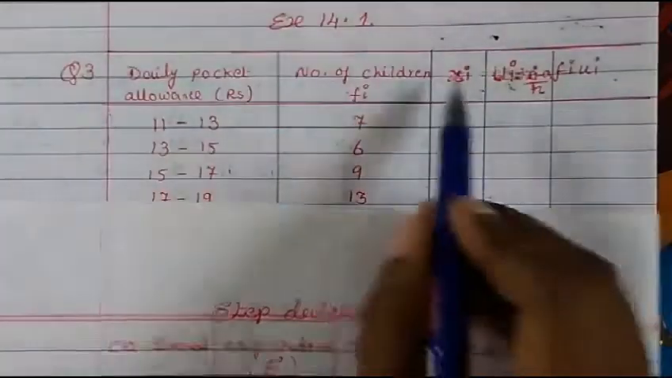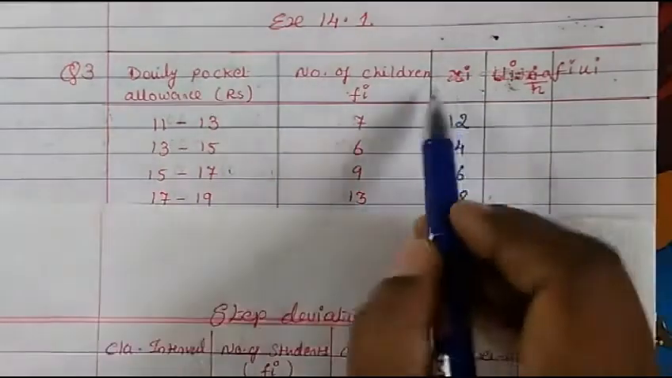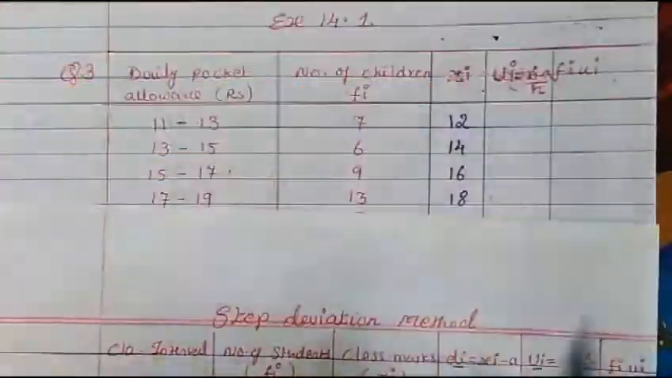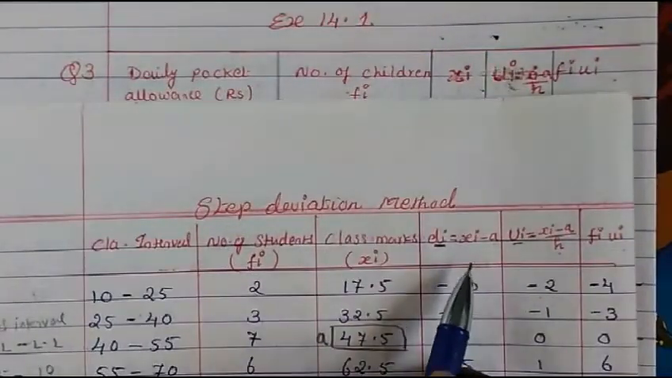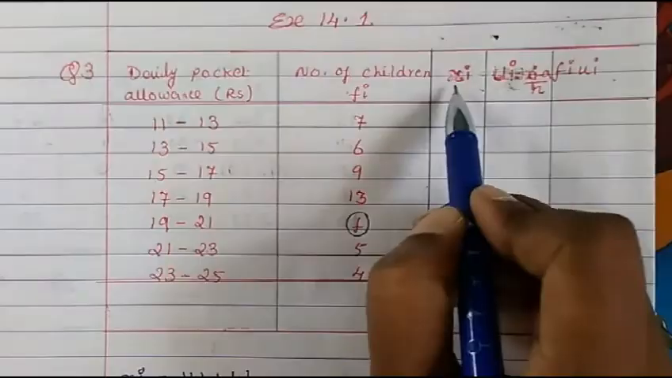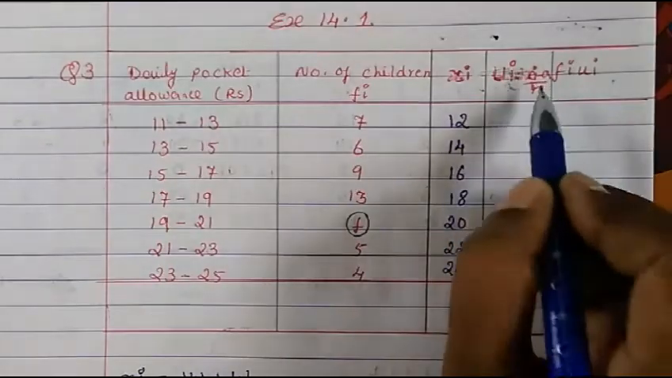Xi we know already, we have found out. Xi we have to find out. We know, so only this is ui equal to xi minus a upon h. Same thing. So now xi we know, xi is here. A we have to find out.